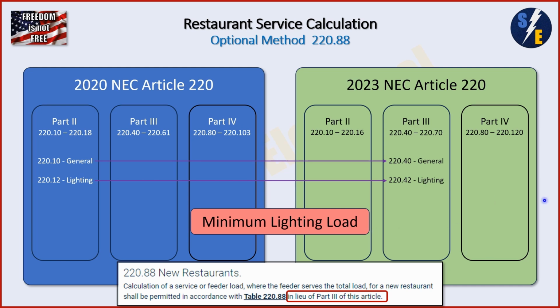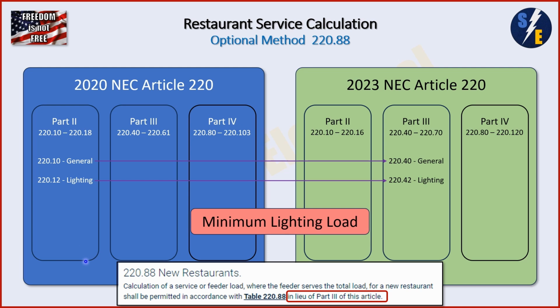And I don't believe that that was the intention of the code making panel when they made the change. The original reason for this change, I believe, was just some housekeeping to kind of tidy up the calculations and keep Parts 2 and 3 separate from each other in a more logical sense. And I like that they did that. But the unintended consequence, I believe, was how it affects this restaurant calculation, and like I said, also schools. Those are the two that get affected by this.